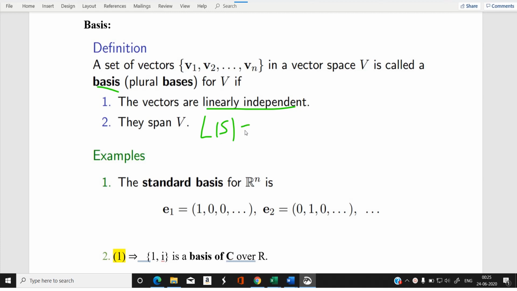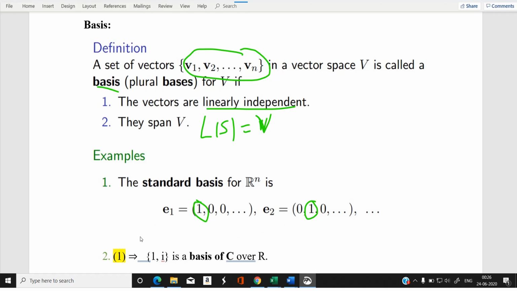So that is called linear span. So we have two conditions. One, the set of vectors must be linearly independent. And the second condition, L of S equal to V. For example, the standard basis for Rn: the first vector is 1, 0, 0, etc. First place alone 1, the remaining places are 0. The second vector has its second entry 1, all other entries 0, etc. Like this up to en. The first n minus 1 entries are 0, the last entry is 1.